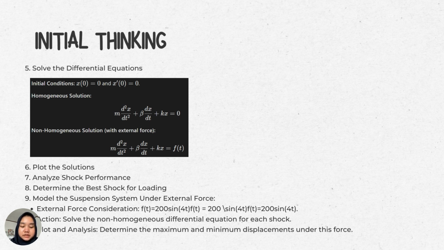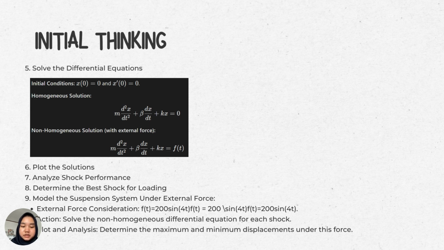Number 7 is analyze shock performance. We can evaluate the maximum displacement, settling time, and oscillatory behavior. And we can check how quickly the system returns to equilibrium without excessive oscillations. Number 8 is determine the best shock for loading. The criteria are cost, reliability, and effectiveness in minimizing oscillatory motions and protecting the satellite. And then we have to identify the shock that provides optimal performance according to these criteria.